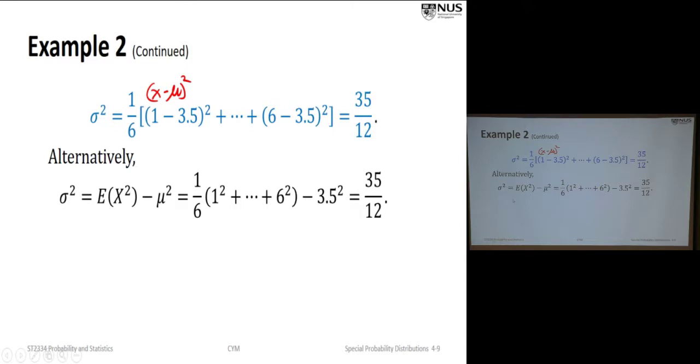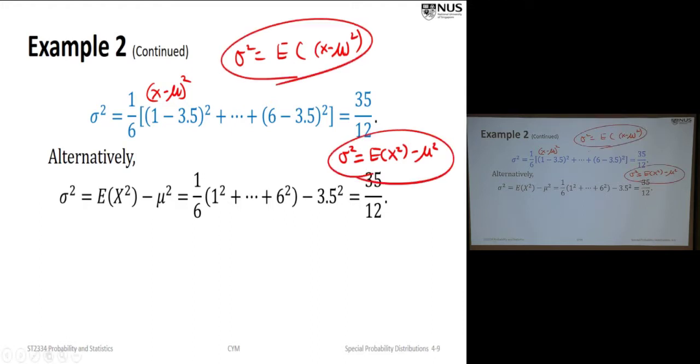If you use the alternate formula and get a different answer, then there are two possibilities. You make a mistake in computation, or you use the wrong formula. We have got two formulas. The first one follows from the definition: variance is equal to the expectation of x minus mu squared. The other formula, after some algebra, we simplified it, is like this. And these two should be the same. If you got different answers, you make a mistake in your computations, or you apply the formula wrongly.